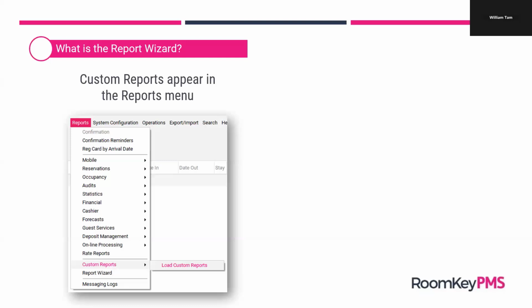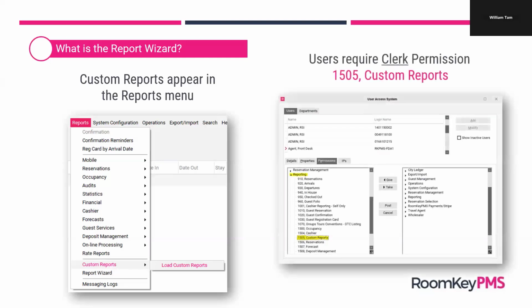The access to this custom report section is controlled by a clerk permission. That is permission 1505 Custom Reports. And that clerk permission is found in the reporting section of the permissions there. If you do have the owner admin user role, this permission is enabled by default for your user. But if you have a clerk or accountant user role, you will need to add this permission from the reporting section in order to access the custom reports that have been built in your database.